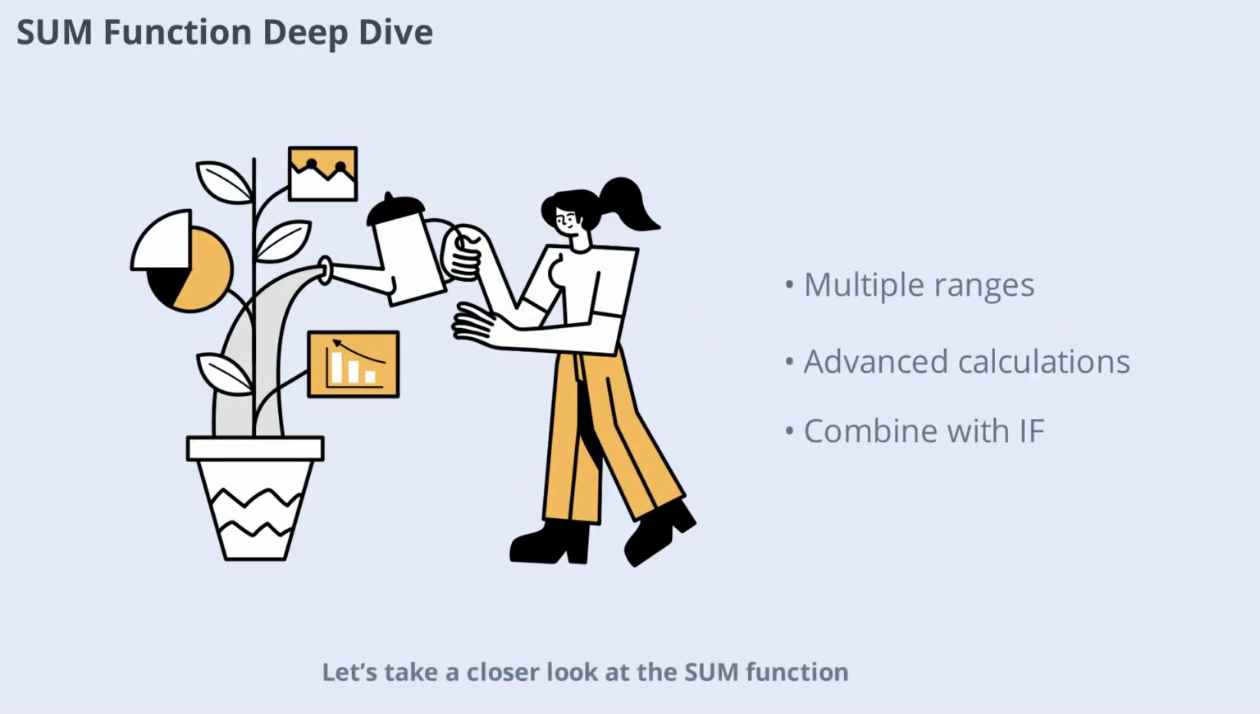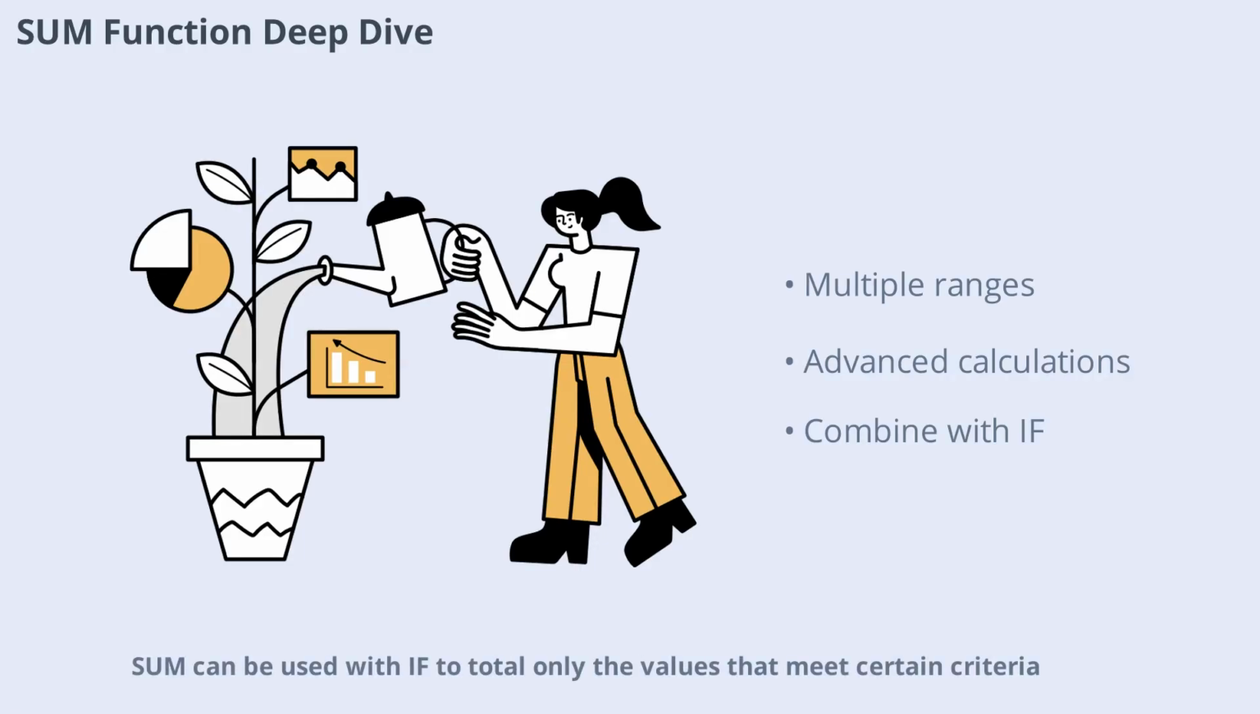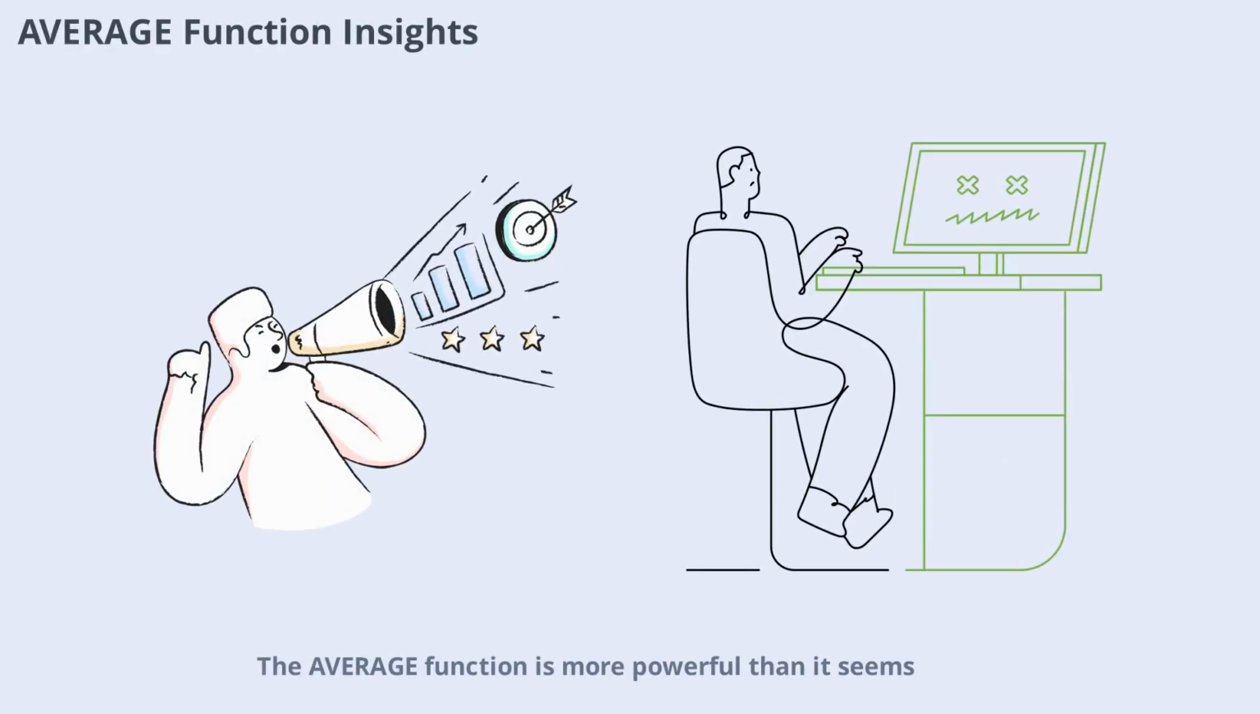Let's take a closer look at the sum function. It's not just for adding up numbers in a single column. You can use sum across multiple ranges or even combine it with other functions for more advanced calculations. For example, sum can be used with if to total only the values that meet certain criteria, giving you more control over your analysis. The average function is more powerful than it seems.